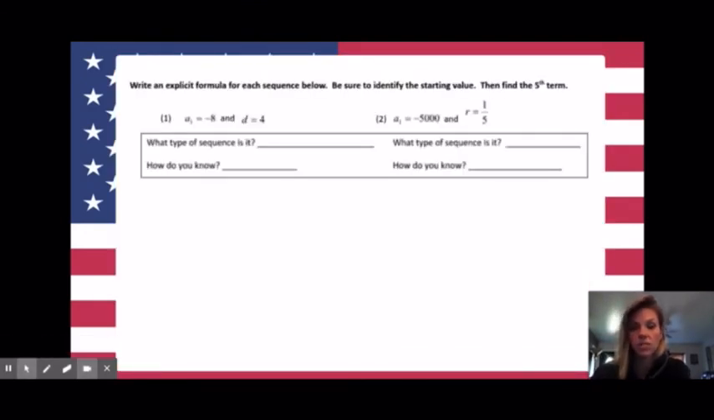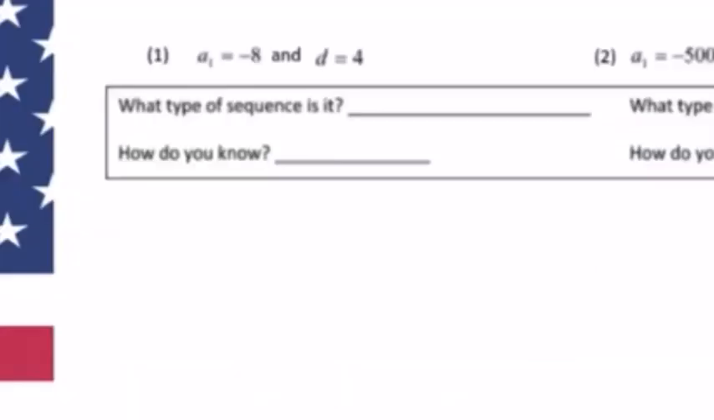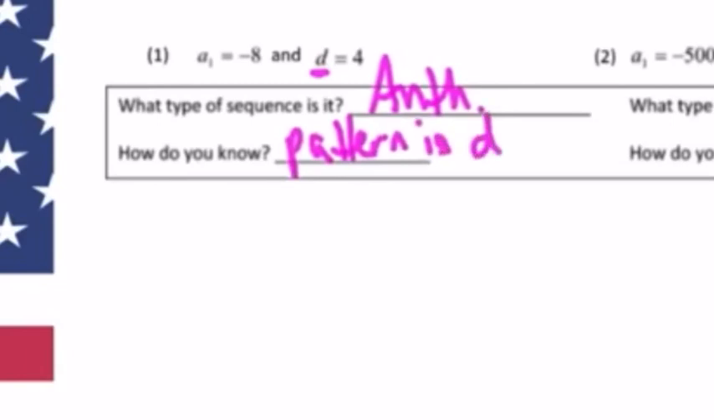Okay, so this one wants us to write the formula for each sequence below, identify the starting value, and then find the fifth term. First off, you have to be able to recognize what type of sequence it is, and then use the correct formula. In number 1, they gave me a sub 1 equals negative 8 and D equals 4. As soon as they give me D equals 4, I know it's arithmetic. The reason I know is because for an arithmetic sequence, the pattern is D.